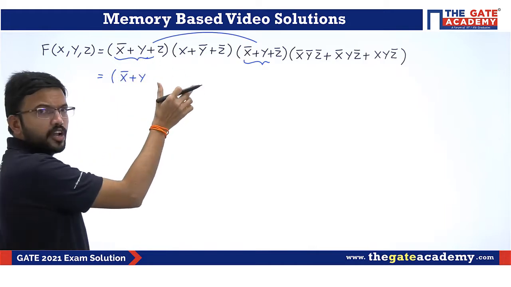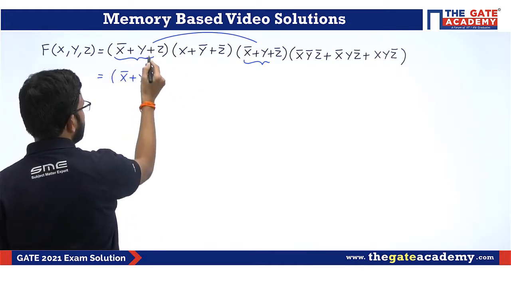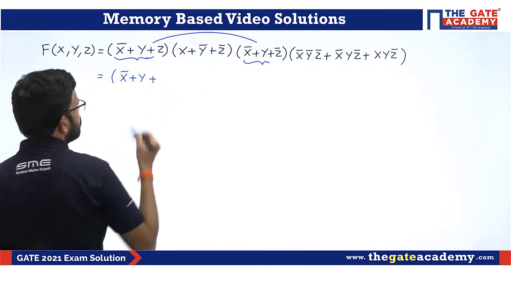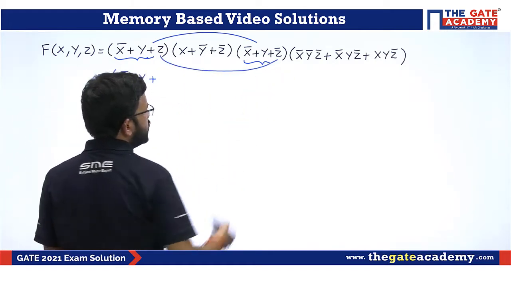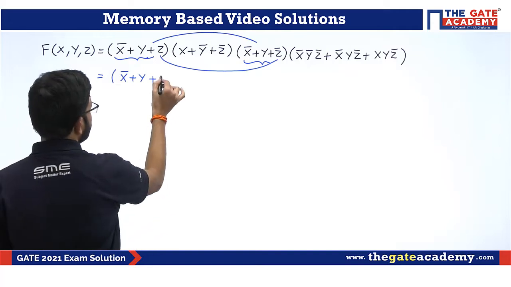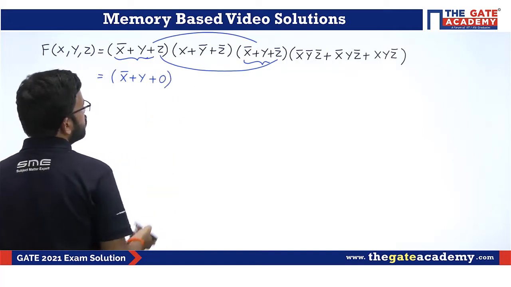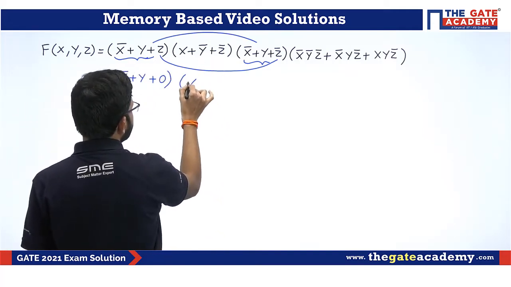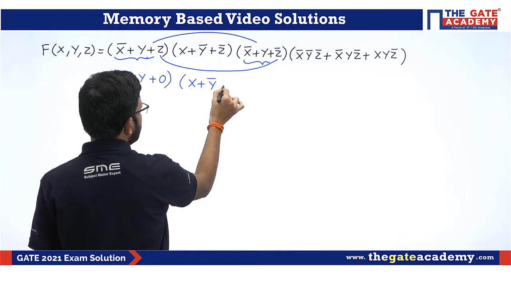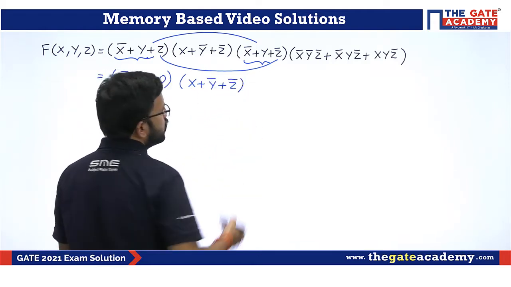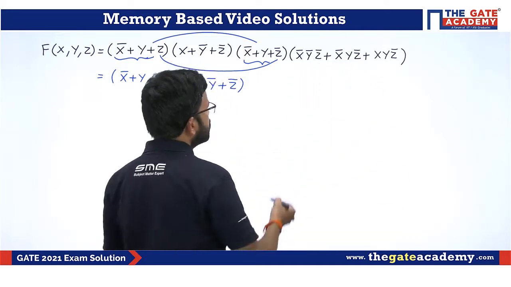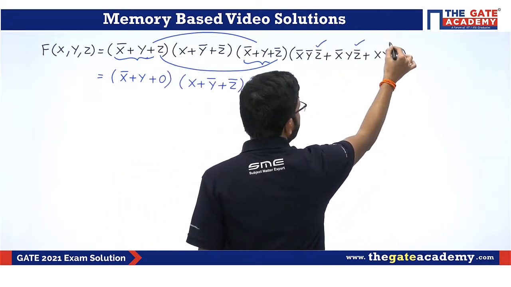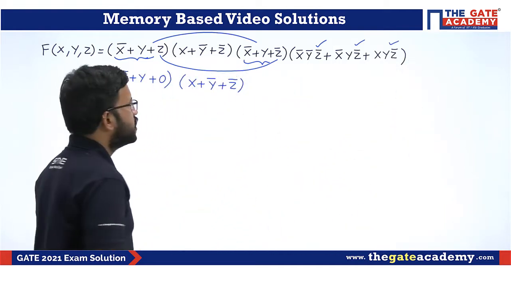So by using distributive law, you can write x bar plus y as it is, plus, then you can multiply these two, z into z bar, that is 0. Right? Okay. This term I am writing as it is, x plus y bar plus z bar. And here if you observe, from all these 3 terms, you can take z bar as common. In all the 3 terms, z bar is there. So you can take z bar as common.